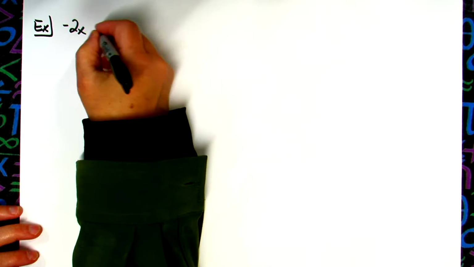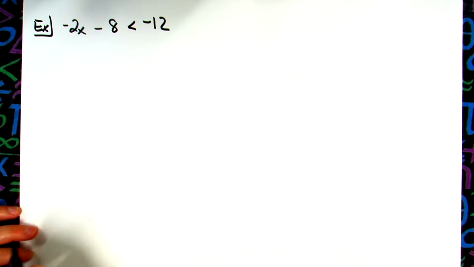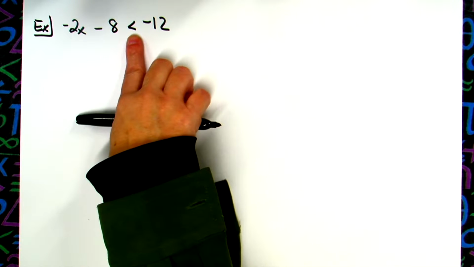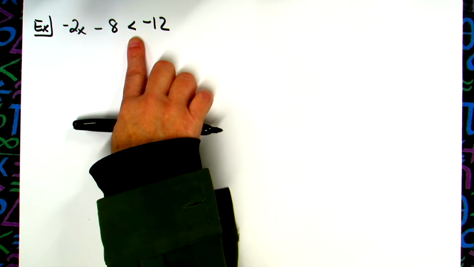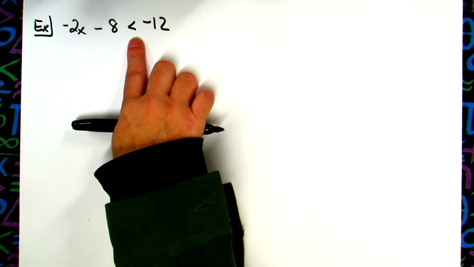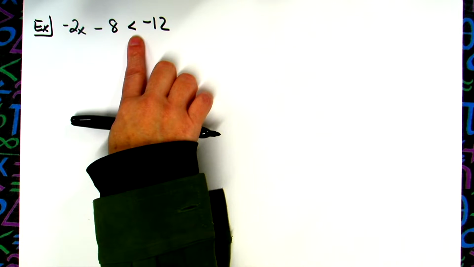So let's take a look at maybe just a two-step. We'll work our way up. Let's suppose we've got negative 2x minus 8 is less than negative 12. That's just a good old-fashioned two-step inequality. The only difference is instead of having an equal sign, I've got my inequality. So first thing I'm going to do is the opposite. What am I going to do to both sides? Yep, Jake, add 8 to both sides.